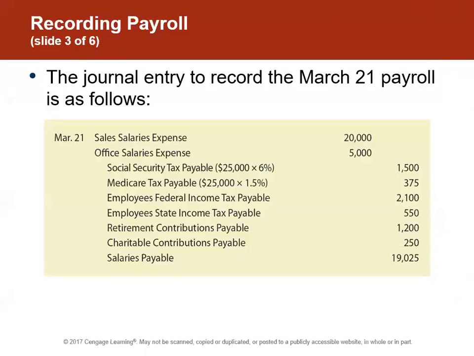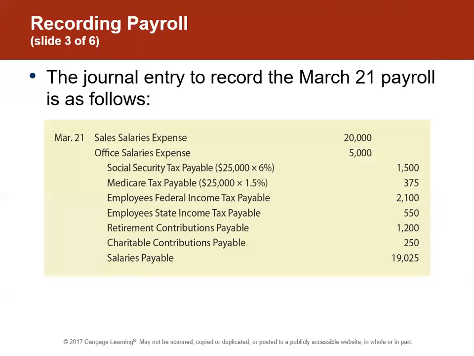Medicare tax payable, $25,000 times 1.5%. We get that amount. Federal income tax payable, state income tax payable, both of those were given. Retirement and charitable contributions. All of those we withhold from our employees' paychecks, so those are credits to a current liability account, a payable account. It's always payable accounts, and they're always credits. And then last but not least, we take our gross pay of $25,000 and we subtract out all of these payable accounts.